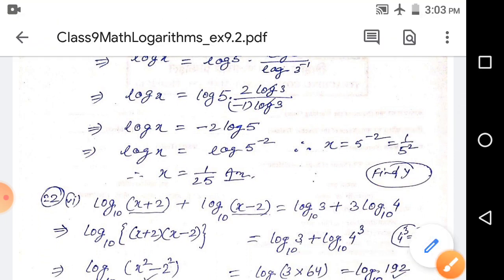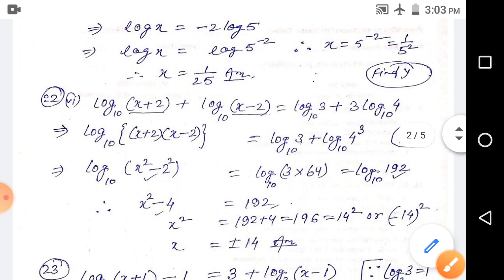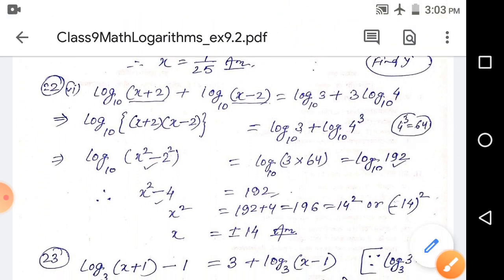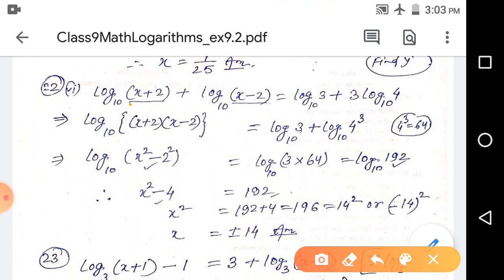Now see the solution of question number 22. There are 7 bits given in question number 22, and the toughest one is the 6th one, so that's why I have solved bit number 6. See, the given condition is log 10 (x minus 2) plus log 10 (x plus 2).